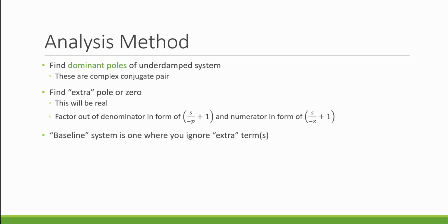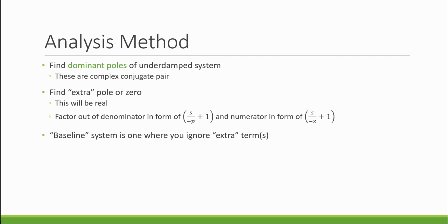So really what we're going to be doing is first analyzing what I'll call the baseline system. We look at the system when we ignore those extra terms, that s over p term or that s over z term that we previously factored out. So this baseline system is a true second order system. It has no zeros in the numerator and exactly 2 poles in the denominator that are a complex conjugate pair. And the first step is to do the analysis exactly like we did it in the first part of this lecture, because that dealt with true second order systems.